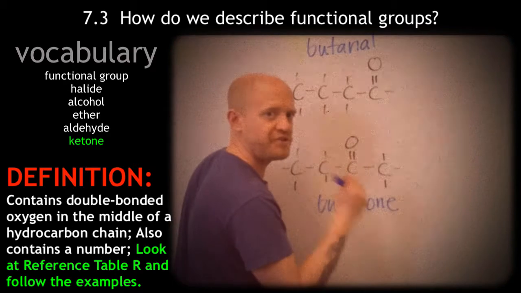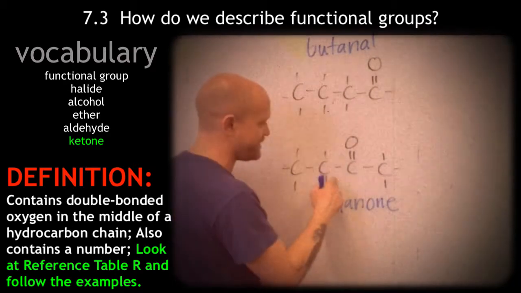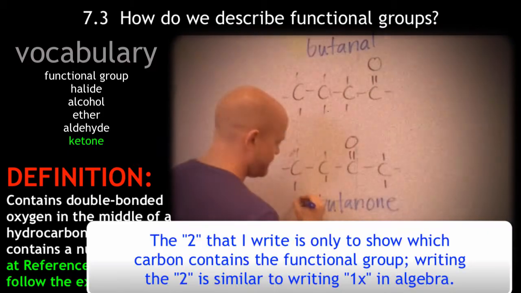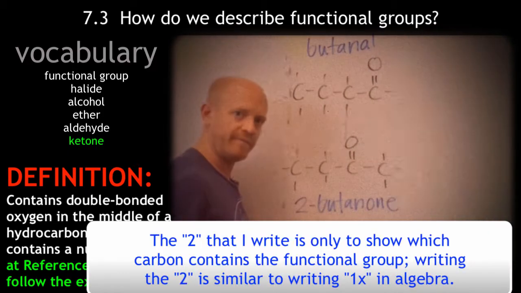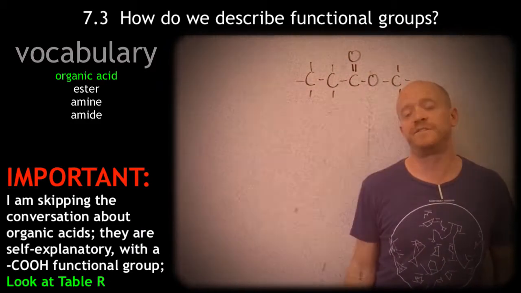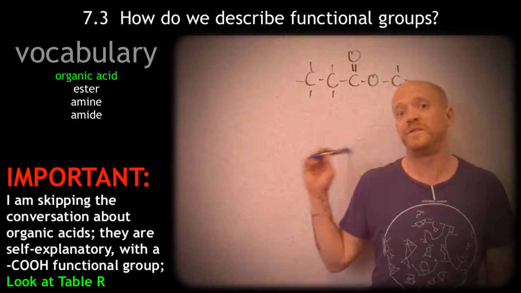Remember, we count from the shortest side. There is never such a thing as 3-butanone, because I could reverse it and it becomes 2-butanone. Okay, we're going to talk about esters, and this is a little bit more confusing, so I'm going to spend a little bit more time on this one and go through a few examples.